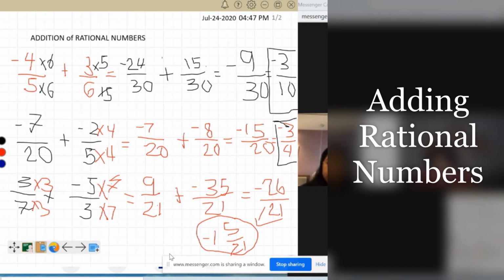Okay? So do you understand? Yes. Now, do you now know how to add rational numbers, when to add them or subtract them, even if the operation is addition? Yeah. Do you have any question? I have no questions now, sir.